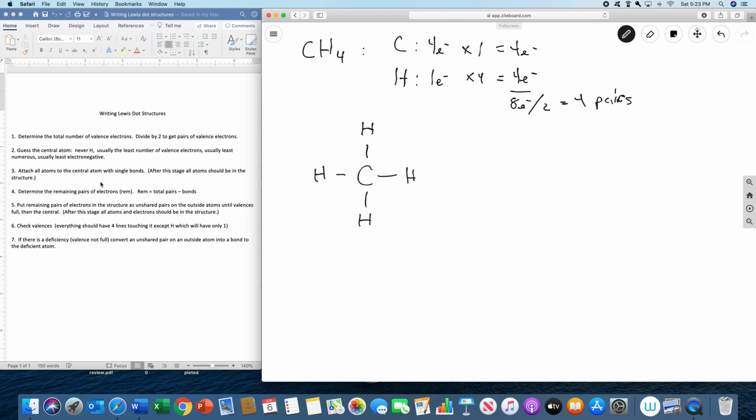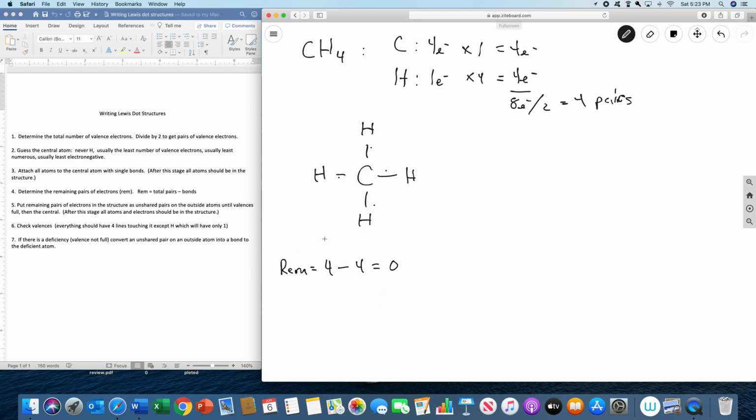All right, we've attached everything to the central atom with single bonds. This is steps 2 and 3. So now, step 5, we're going to determine the remaining pairs of electrons. Well, we had 4. We've used 1, 2, 3, 4 bonds. That means there are 0 remaining pairs. So that means we don't have to worry about step 5.